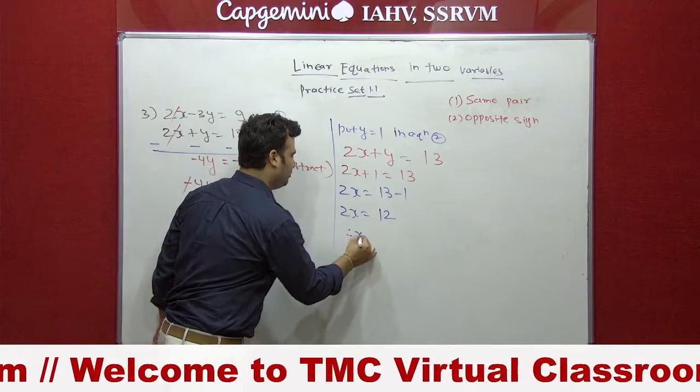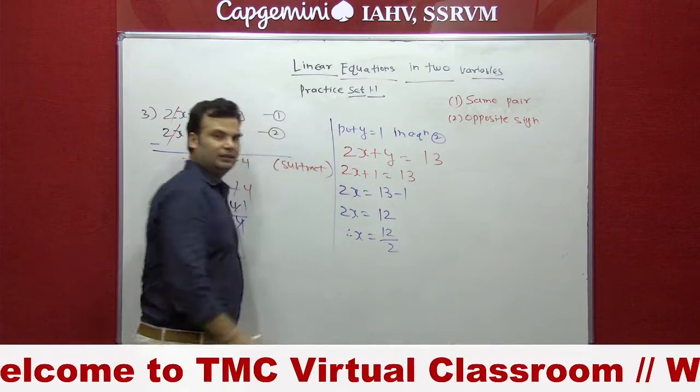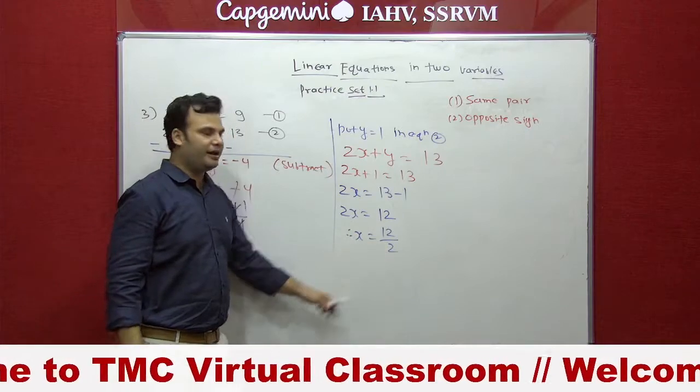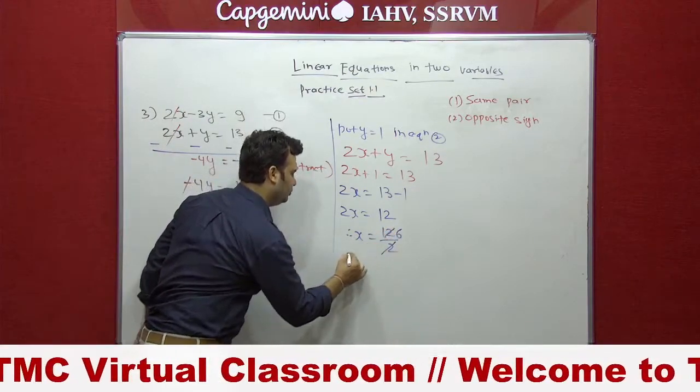Now we have to find the value of x. So 12 upon 2, this side multiply, opposite side become divide. So 2 sixes are 12. So answer is 6.